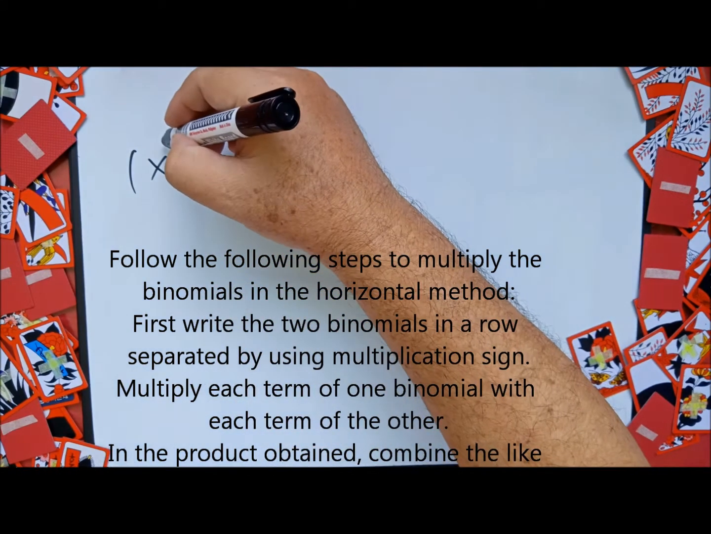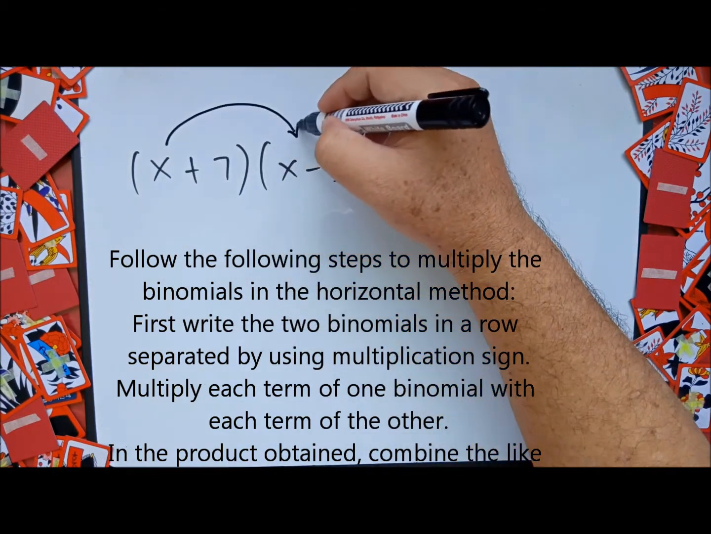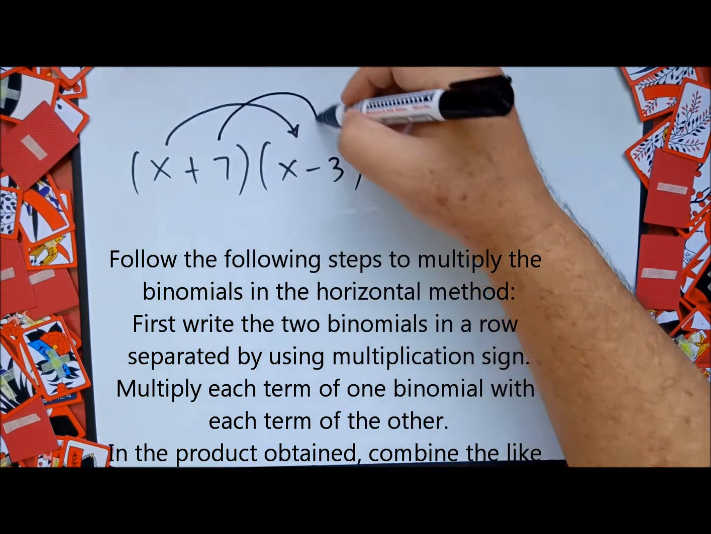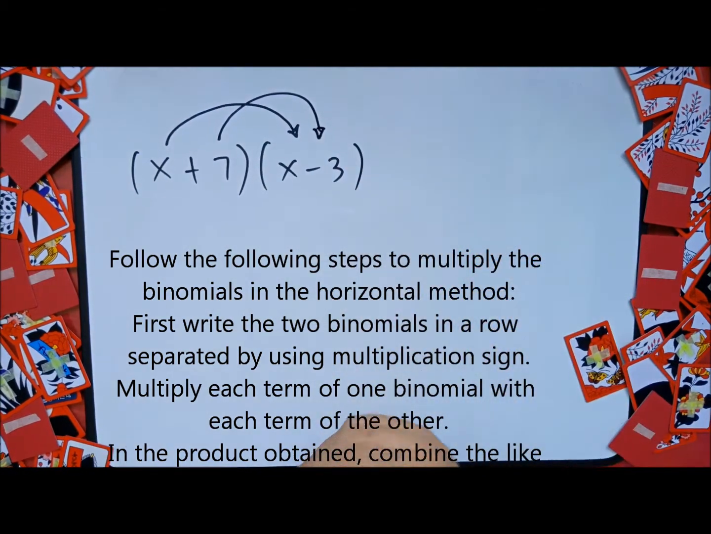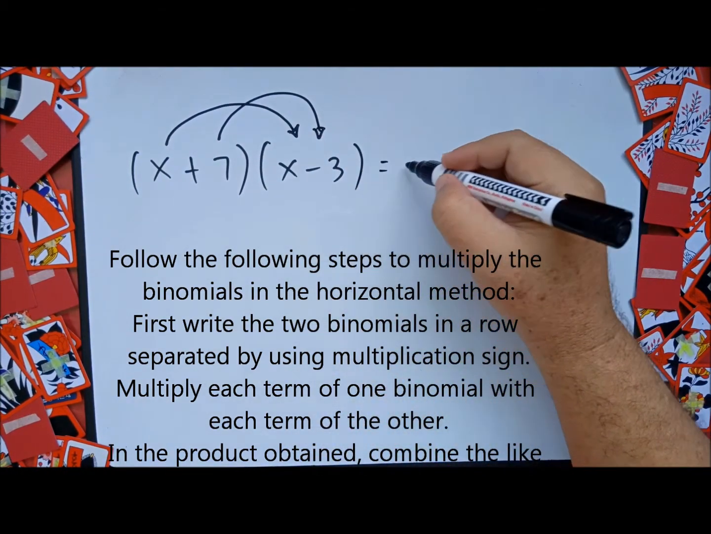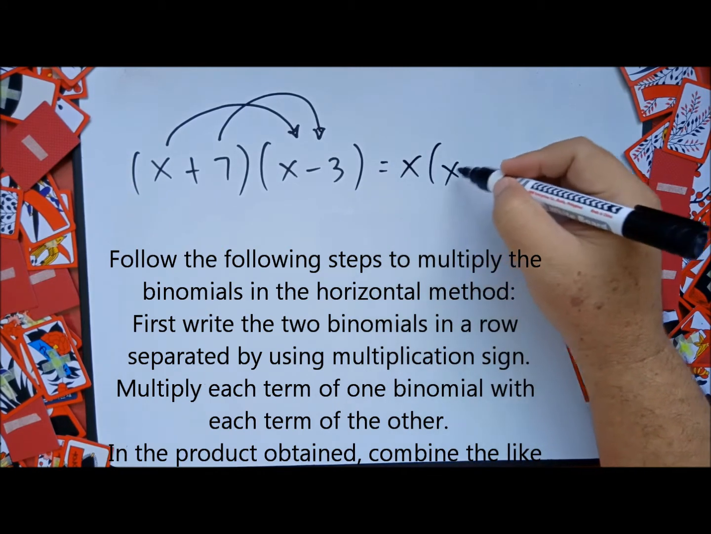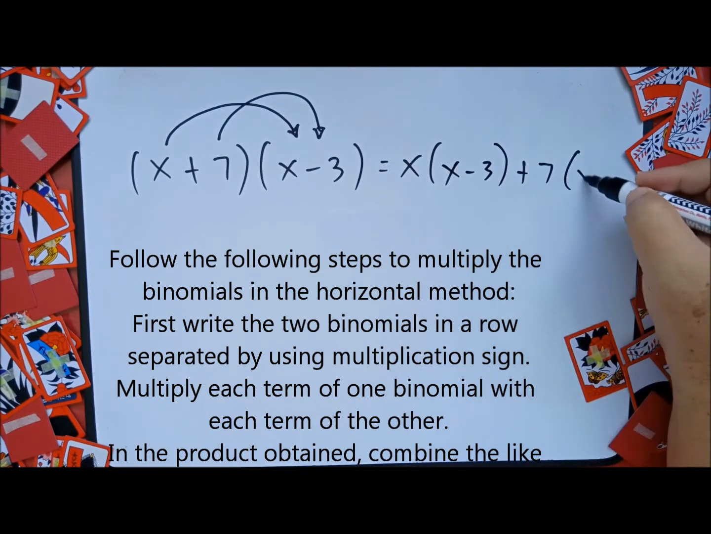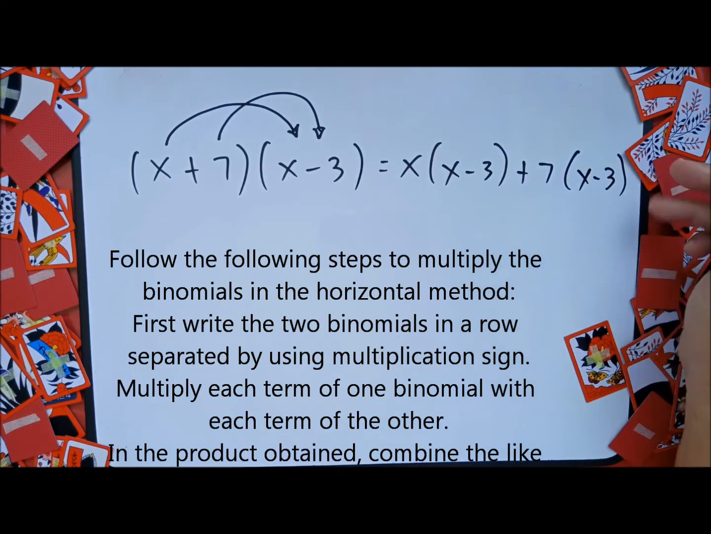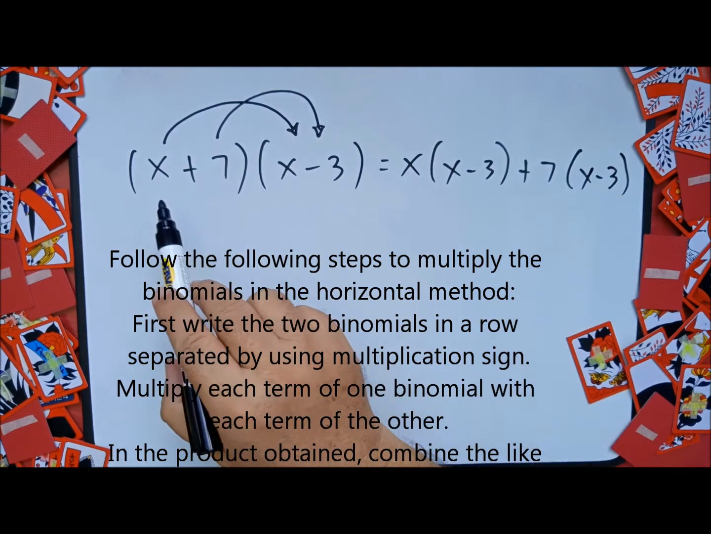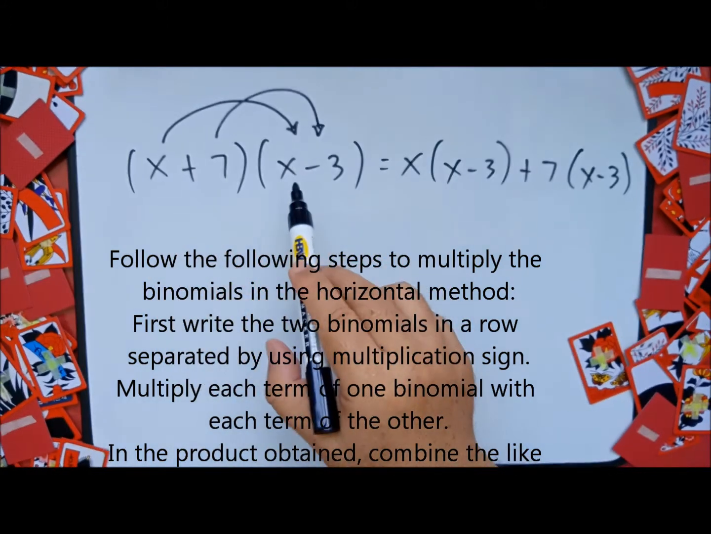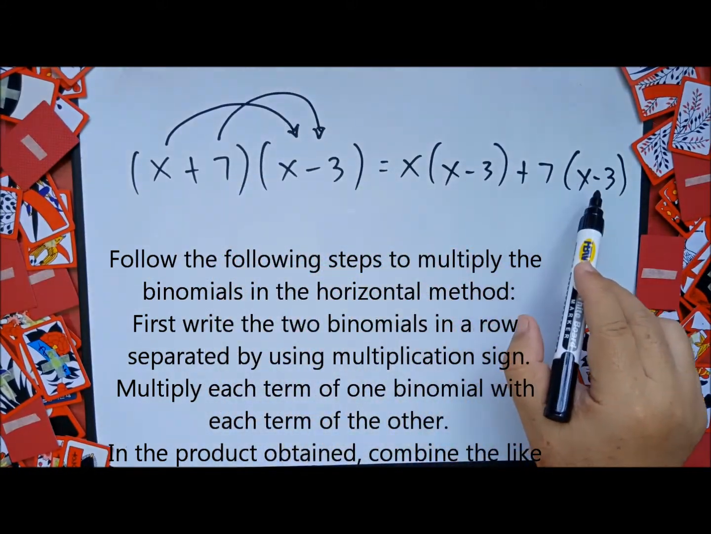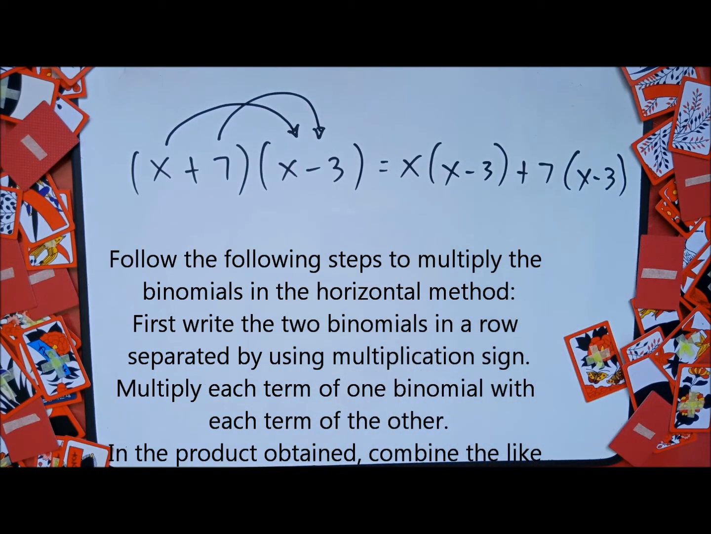So what have you learned in my previous lessons? You have to multiply the first term to the second binomial, then the second term to this set again. So what will become of this? x times (x − 3) plus 7 times (x − 3). First term multiplies the whole set, and the second term multiplies the whole set.